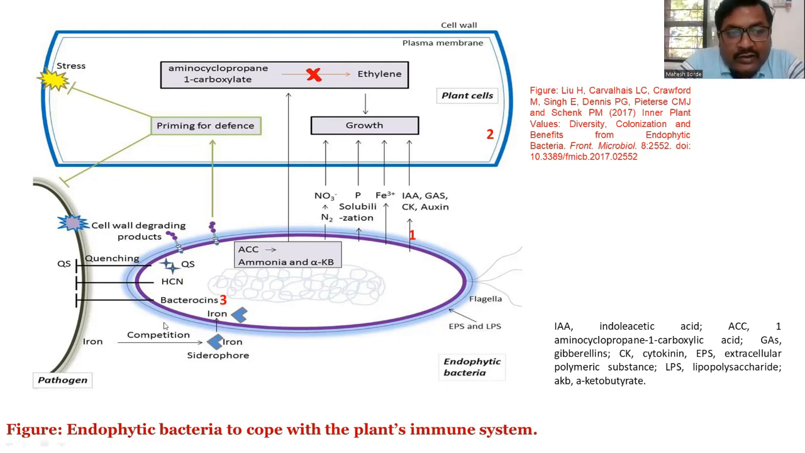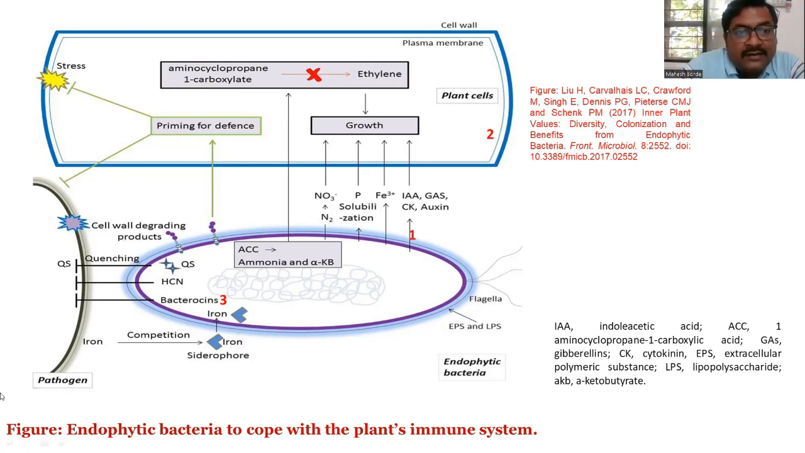So the cumulative effect of production of hydrogen cyanide, bacteriocin, siderophore production, quorum quenching, and cell wall degrading enzymes ultimately inhibits the pathogen.